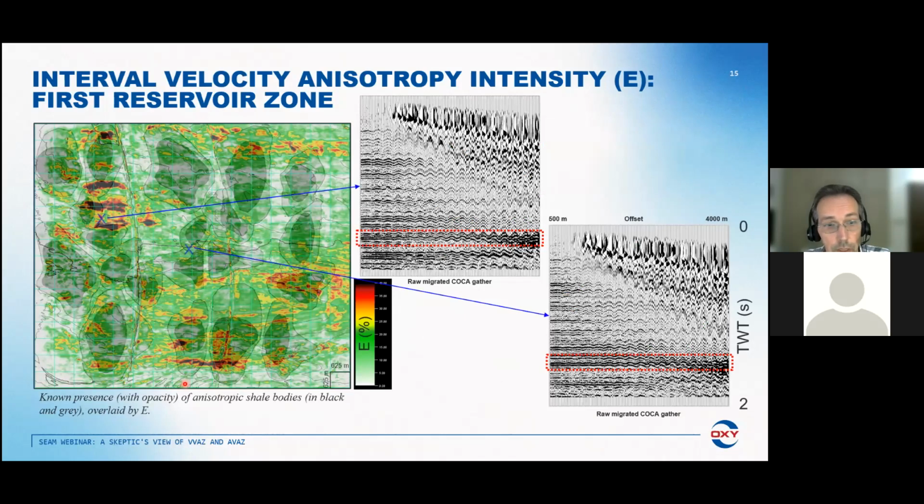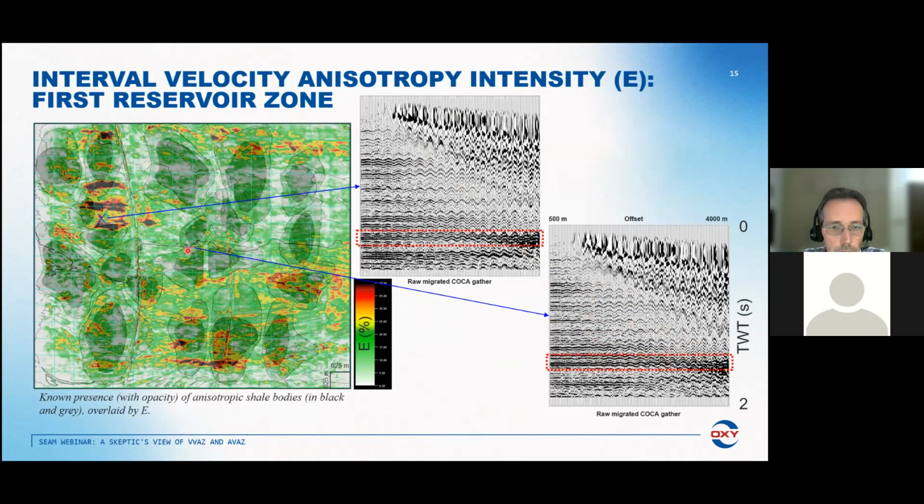Let's then look at a few gathers, how they look. I repeat the coca gather, raw migrated. So this did not have that layer stripping applied. I'm just comparing raw gathers here, just to avoid any discussion. So you see the travel time difference with azimuth and offset, by the way, right here.